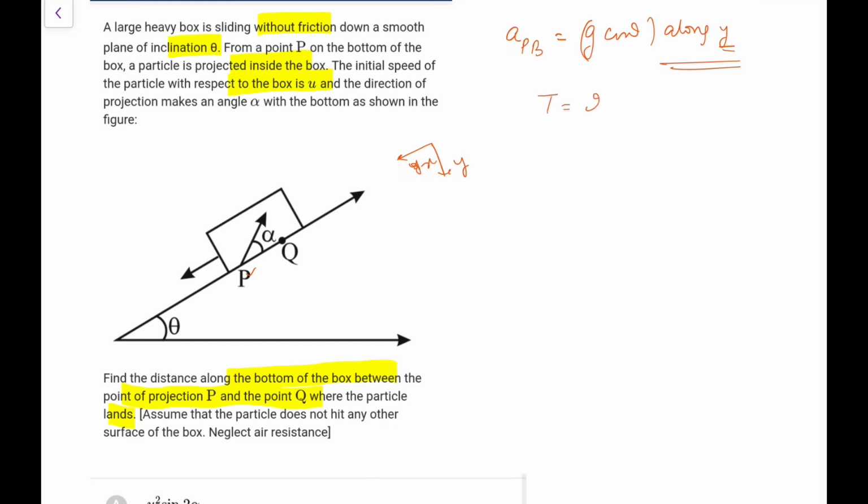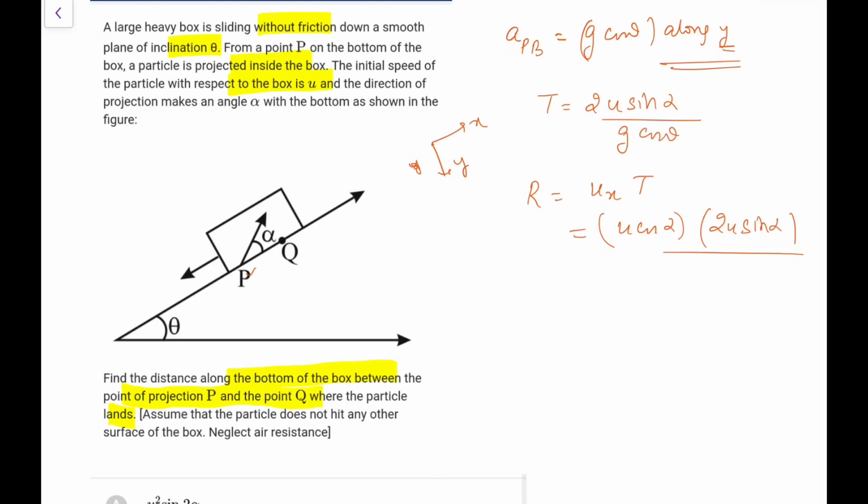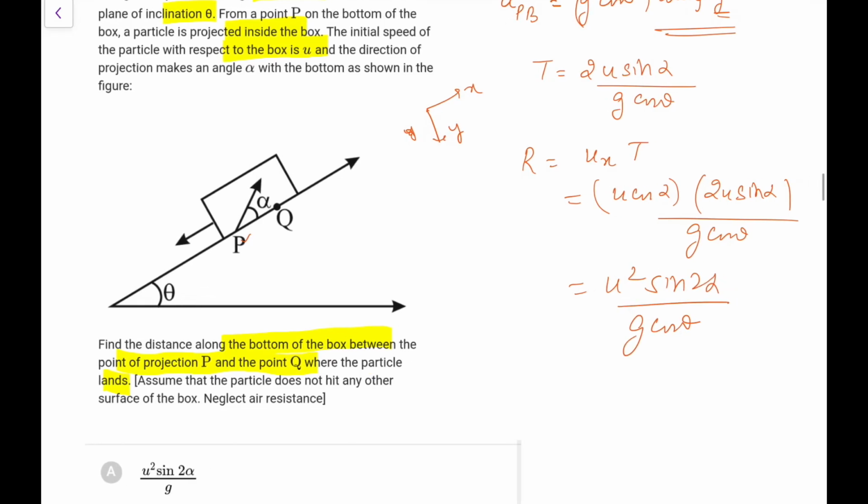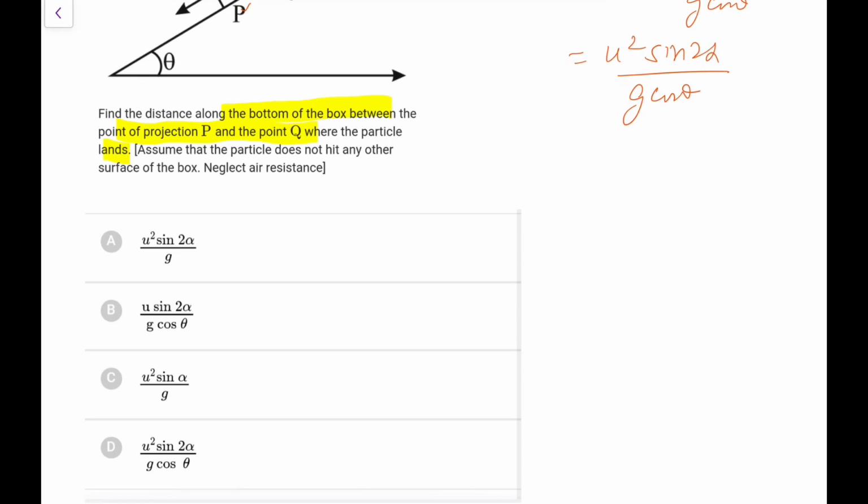So the time of flight, you can directly say, would be equal to 2u sin alpha upon g cos theta, and the range I can write as ux into t, because that velocity is going to remain constant, so that would be equal to u cos alpha into t. So take x upwards, that would be better, or take down, though it doesn't matter. u cos alpha into t, that is 2u sin alpha upon g cos theta. So what we will have is u square sin 2 alpha, effectively g becomes g cos theta, nothing else. So going by this, the option that we will be getting is option D. You can go for it.